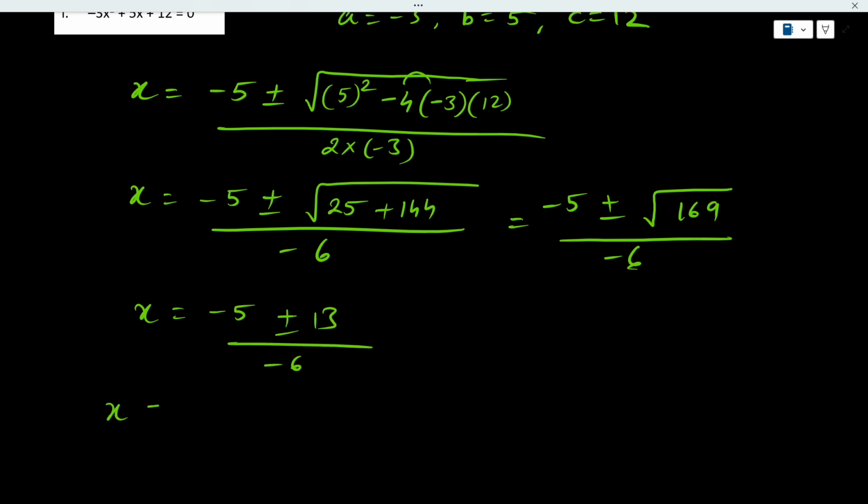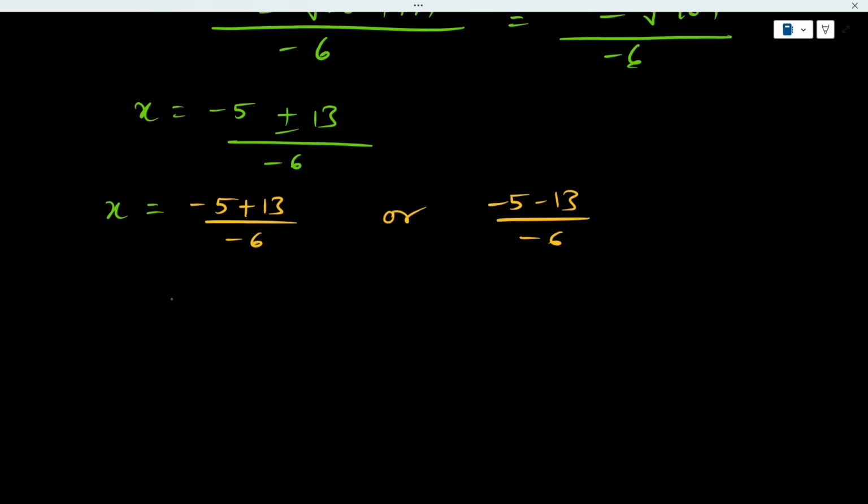Now what are the two solutions? One time you are going to take positive, another time you will take negative. So positive 13 by -6, or you will get here -5 - 13 by -6. So what do we get here? -5 + 13 is nothing but 8. So 8 by -6, or here -18 by -6.